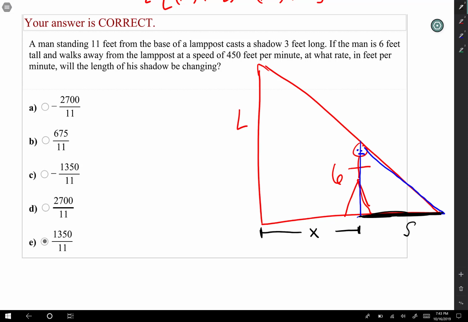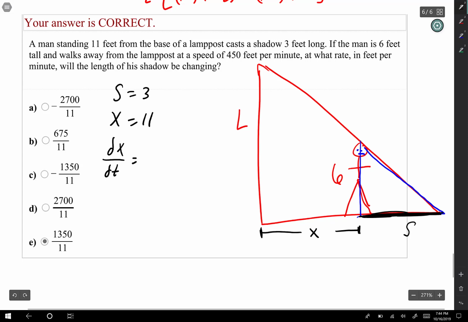They tell us that the shadow is 3 feet tall. A man standing 11 feet from the base, so that means X is 11. If the man is 6 feet tall and walks away from the lamppost at a speed of 450, that means dx/dt is 450 feet per minute. At what rate in feet per minute will the length of the shadow be changing? So what we have to do first is figure out the length of the lamppost. Let's do that real quick.